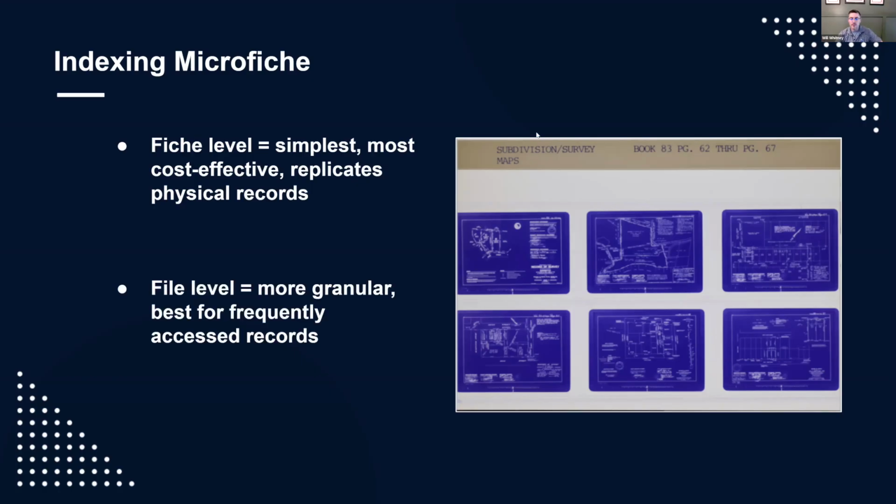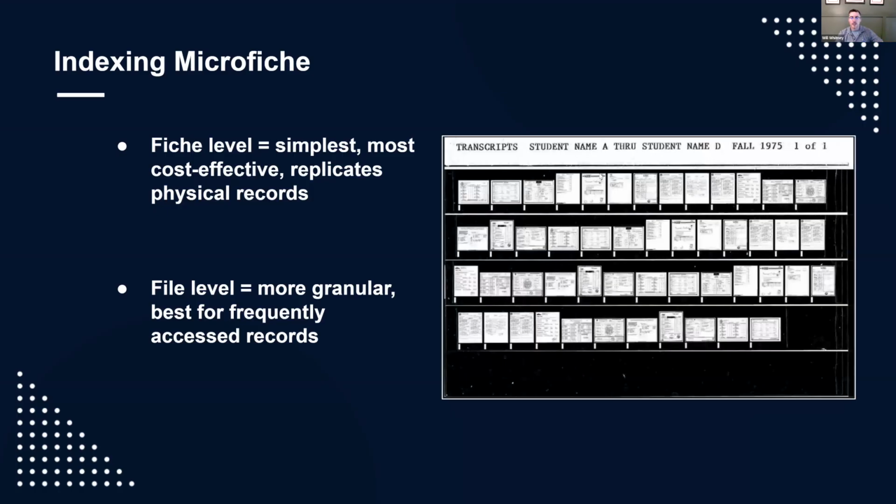Let's say you want to do file level and you want to get every single drawing in this 35 millimeter jacket fiche example. Okay, maybe you go to the title block on each drawing and capture the information from there. That's possible as well. But now, instead of one index point for this fiche, you're doing 6 index points. And if you have 100,000 fiche, that's a lot more indexing.